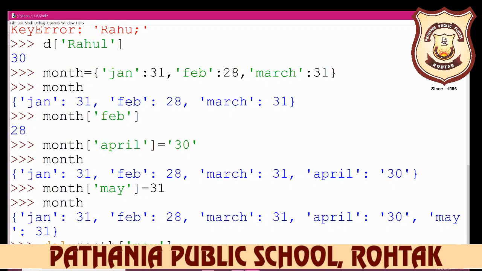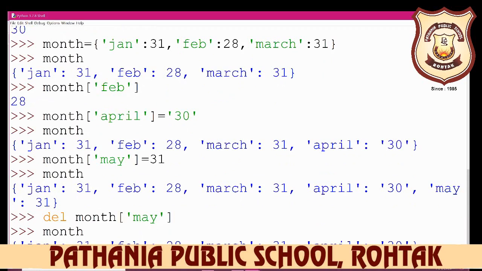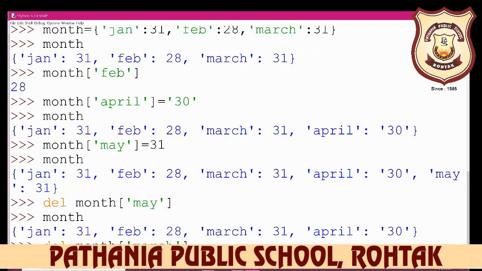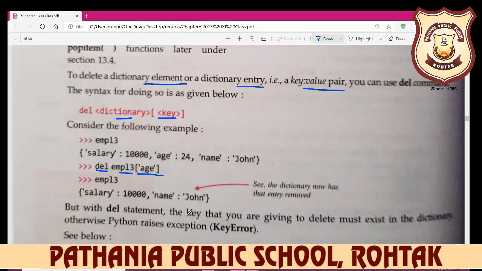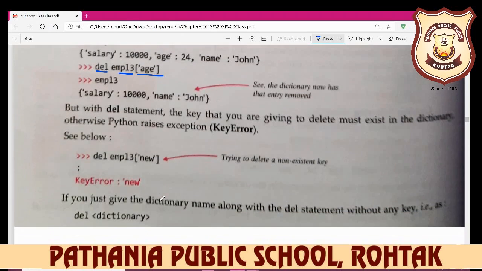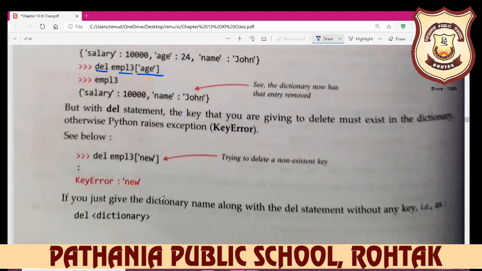After that, display the month again. You see May is not available here. Another example: we want to remove March. Write del, then the dictionary name, then square brackets with March inside, and now you see the output. March is not available in your dictionary. This is the method to delete any element from the dictionary.